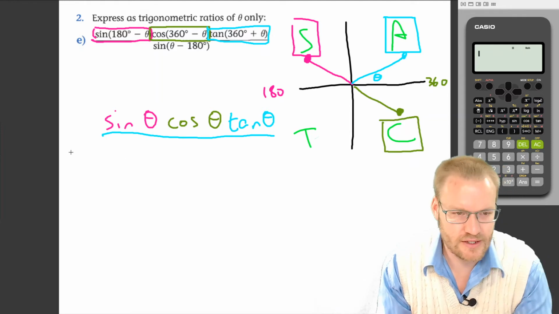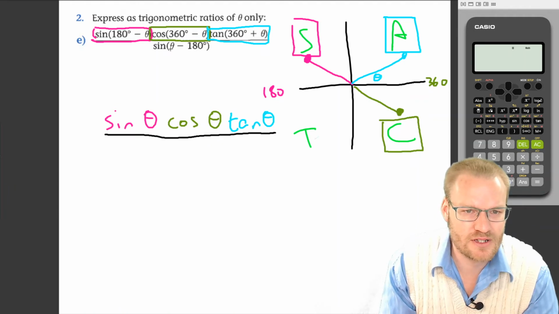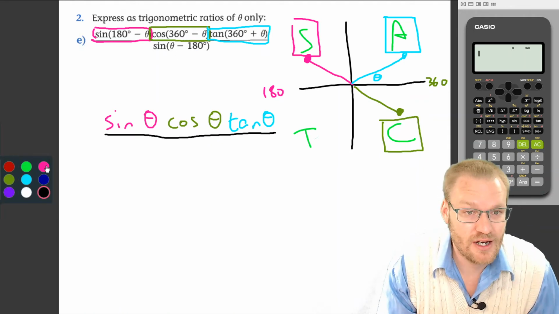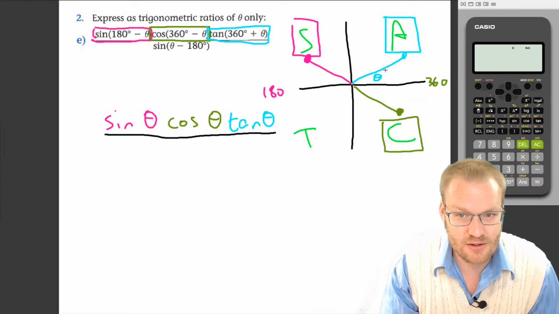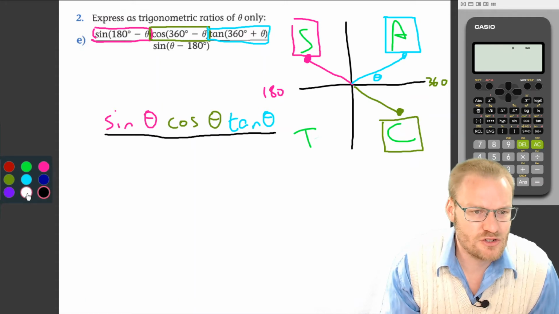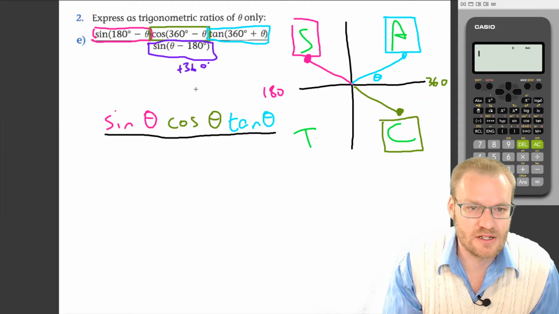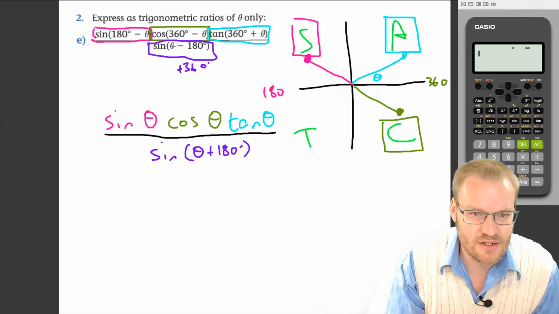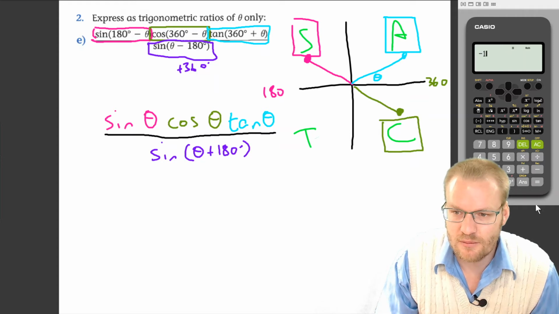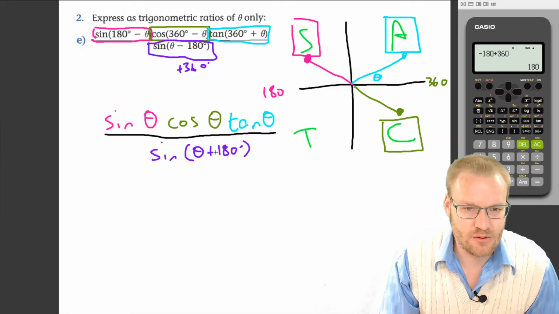Okay, then we can divide that all by our denominator, and looking at our denominator, we've got sine of theta minus 180. Okay, this now is a negative angle because it's theta and we've gone back by 180. So let's just use our little trick here to say all we need to do is plus 360. So this is equal to sine of theta plus 180. In other words, we've taken theta minus 180, and we've added 360 to it to get plus 180.